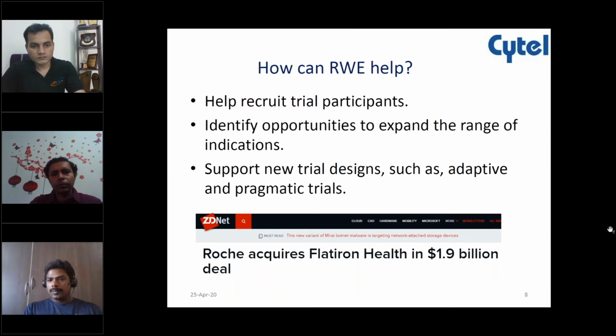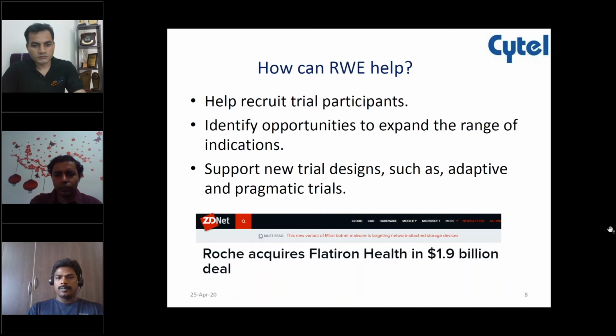Another way in which RWE can be useful is by expanding the label range of indications for drugs. So a recent example is hydroxychloroquine. This is an anti-malarial that is now being explored for the treatment of COVID-19. So it's traditionally used for treating malaria, and now people are looking if it can be used for treating COVID-19. So this expansion of the range of indications for the drug can also be done very well using this real-world evidence.